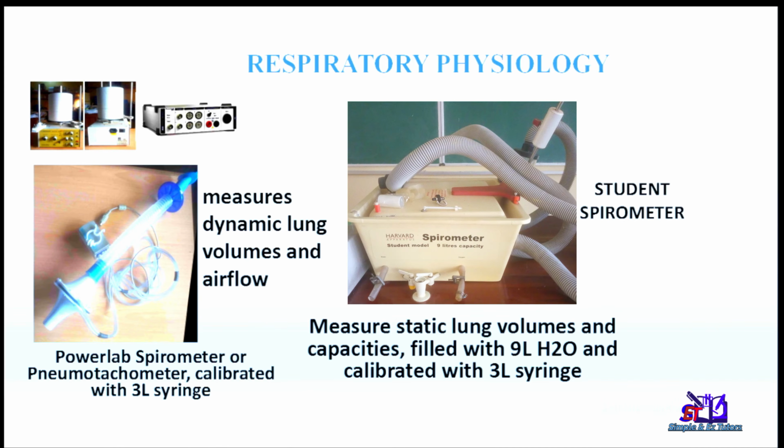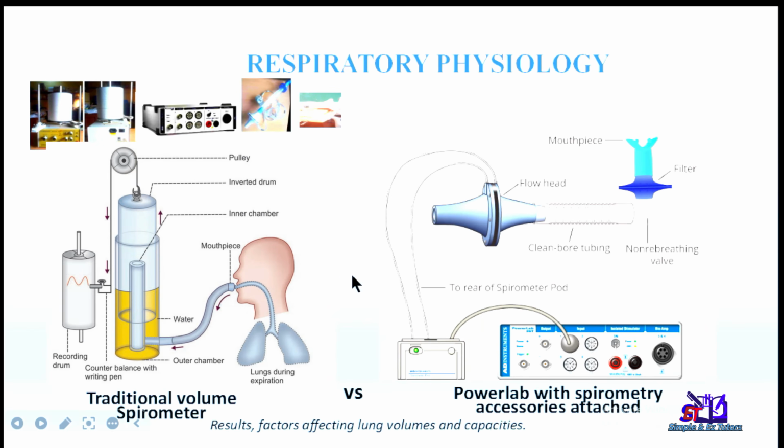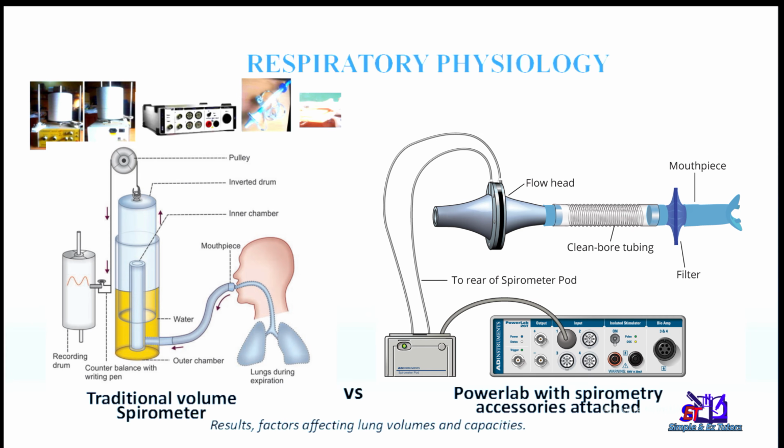The student spirometer measures static lung volumes and capacities. It is normally filled with 9 liters of water and calibrated with a 3-liter syringe. The Powerlab spirometer measures dynamic lung volumes and airflow. This one is a two-way respiratory socket, which means inhalation and exhalation can go through these flow heads. This one is a one-way respiratory socket, through which only exhalation can go through these flow heads.